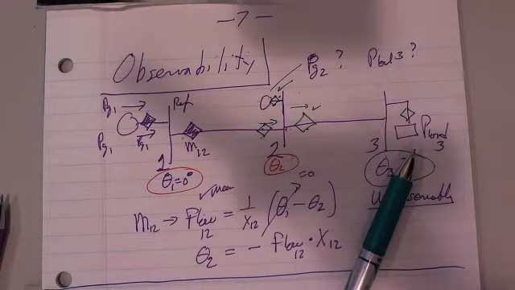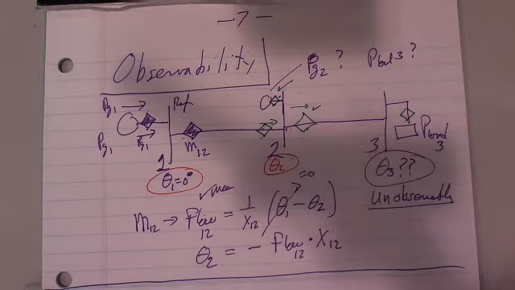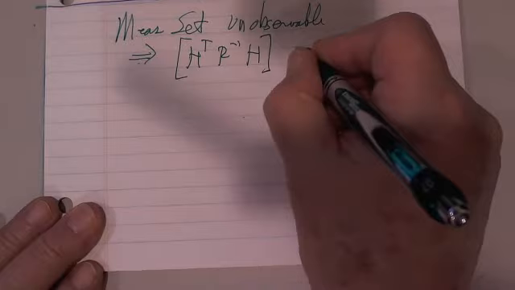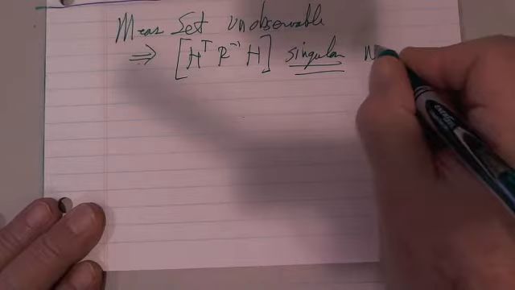Now, what happens? Well, this is what Kevin Clements discovered. We worked this out, and we wrote a paper on it. It turns out that if the measurement set is unobservable, then H transpose R inverse H, forgetting zero injections, is singular. There's no solution. No solution to the state estimator. You're dead in the water. You can't find the value of this theta down here.